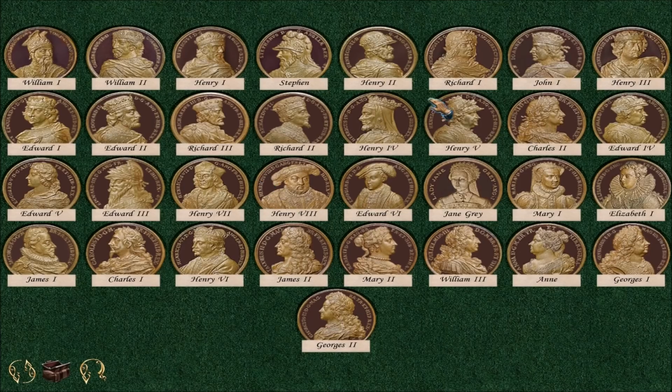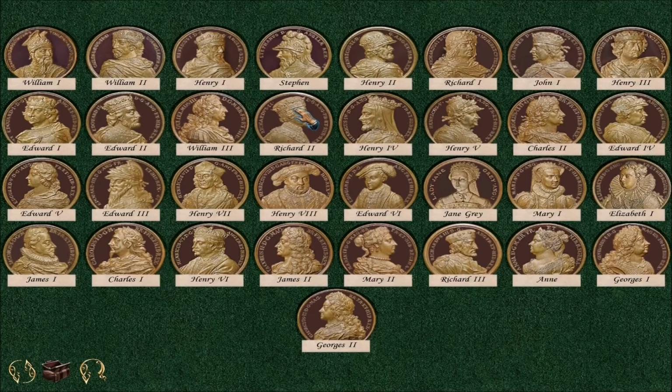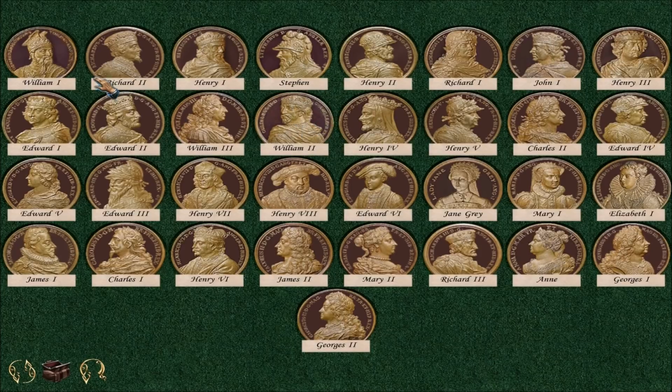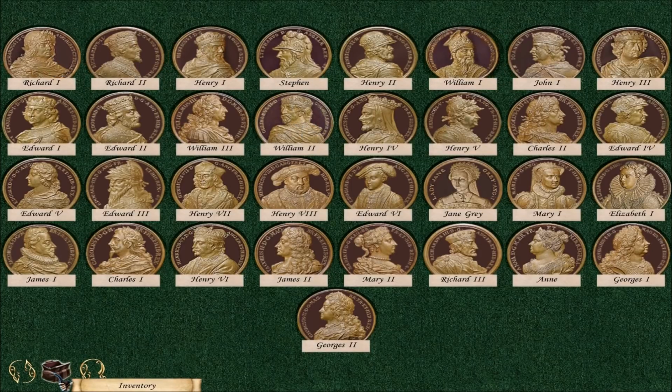William and Richard. Here's Richard the First. Where's William the First? There's William the Third. There's Richard the Third. Okay, William and Richard are done. Okay, now let's look for Richard the Second. I've got Richard the Second. Where's William the Second? Okay, and there's William the First, easily swapped with Richard the First.